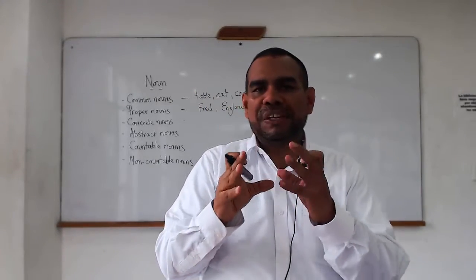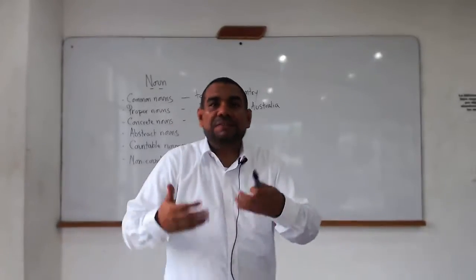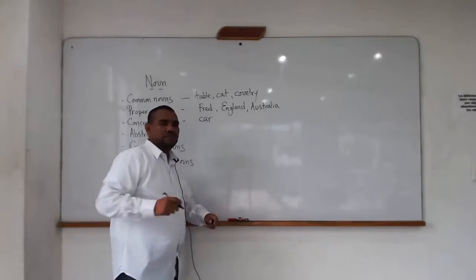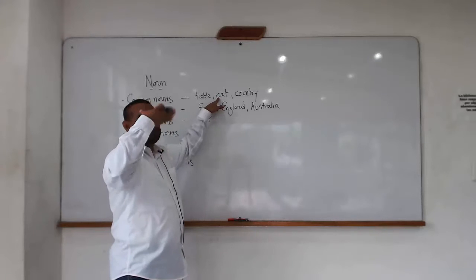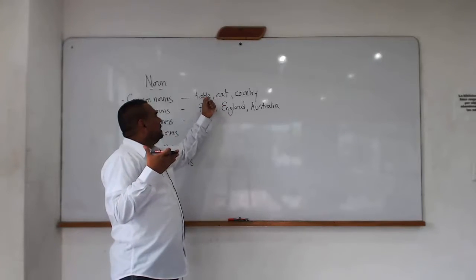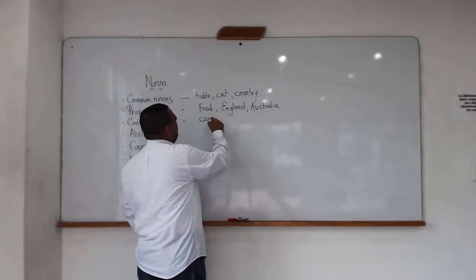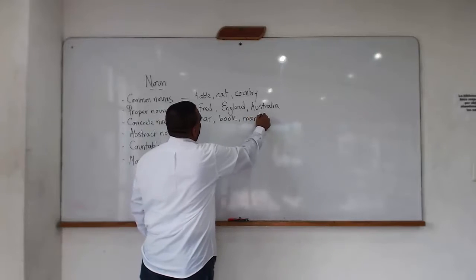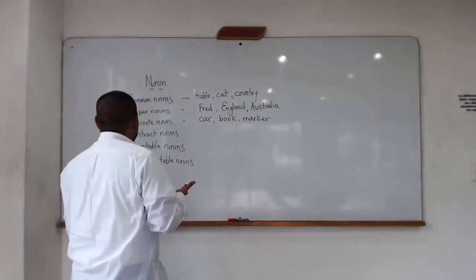Concrete nouns. Nouns whose essence we can perceive by our senses. We can touch them. We can feel them. For example, car. Taking the nouns that we referred to some minutes ago, these are actually concrete nouns too. Car, cat, table. We can also say book, marker, and those are concrete nouns.